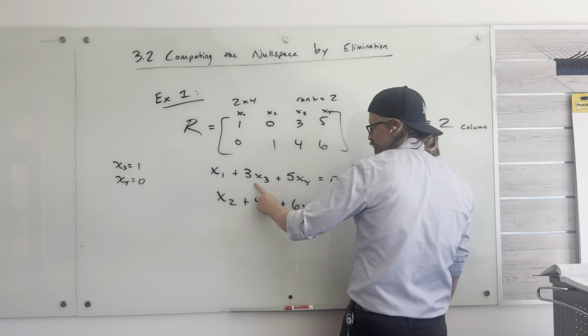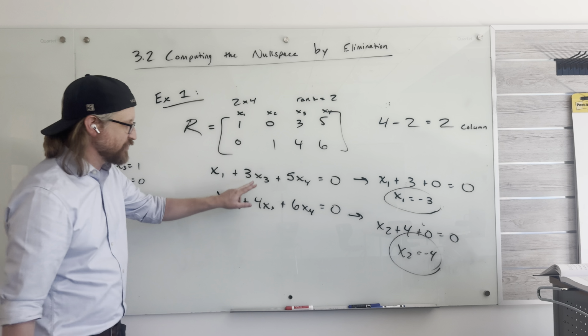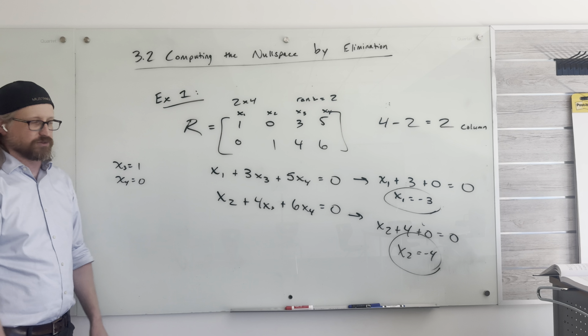So for example, if I take this setup for the first equation, plugging in 1 here and plugging in 0, I'll get that x1 plus 3 plus 0 has to be 0. Well, x1 is then negative 3. If I plug into the second equation, I get x2 plus 4 plus 0 is equal to 0. And I get x2 has to be negative 4. Notice how that's just the opposite of the x3 variable, the free parameter.